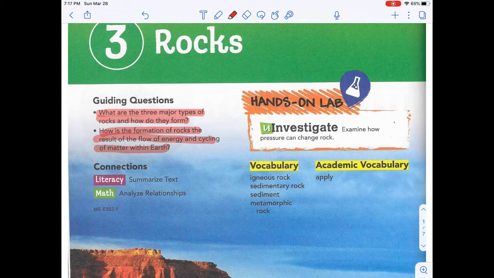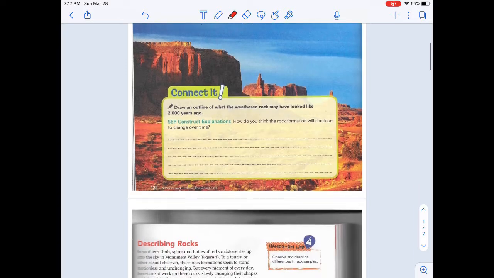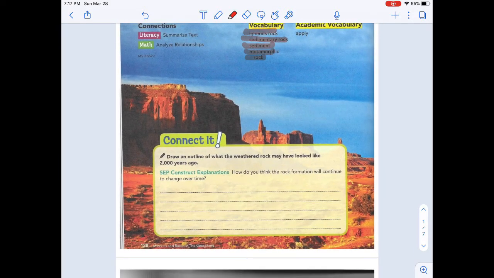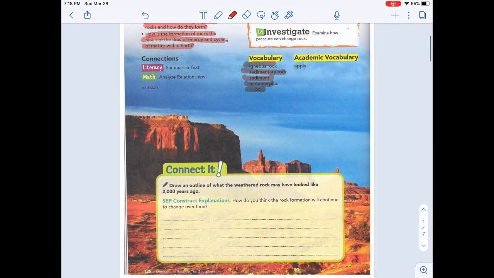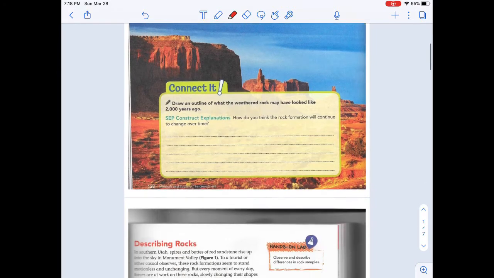So some vocab words you should pay attention to are igneous rock, sedimentary rock, sediment, and metamorphic rock. First thing you're going to do is work on this connect it question. And it says, draw an outline of what the weathered rock may have looked like 2,000 years ago. So this is showing part of, I think, the Grand Canyon. And it didn't always used to look like what you see here. And it's saying, draw an outline of what the weathered rock may have looked like in the past.